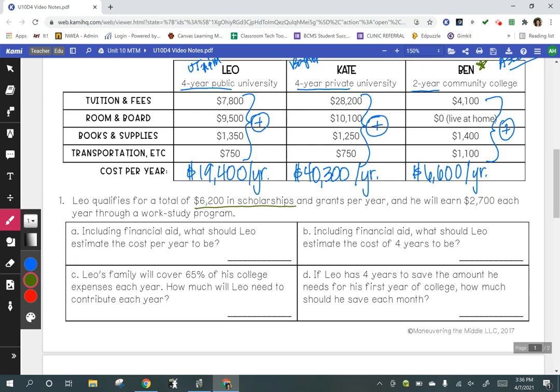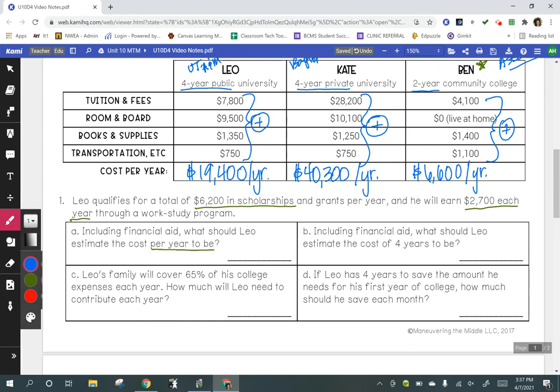Remember, that's something they're going to pay. That's a good thing. And grants per year. And he will earn $2,700 each year through work study. So those are two things that he's going to have money coming into him. Not money he's paying out, but money that's coming to him. All right, so it says, including financial aid, what should Leo estimate the cost per year to be?